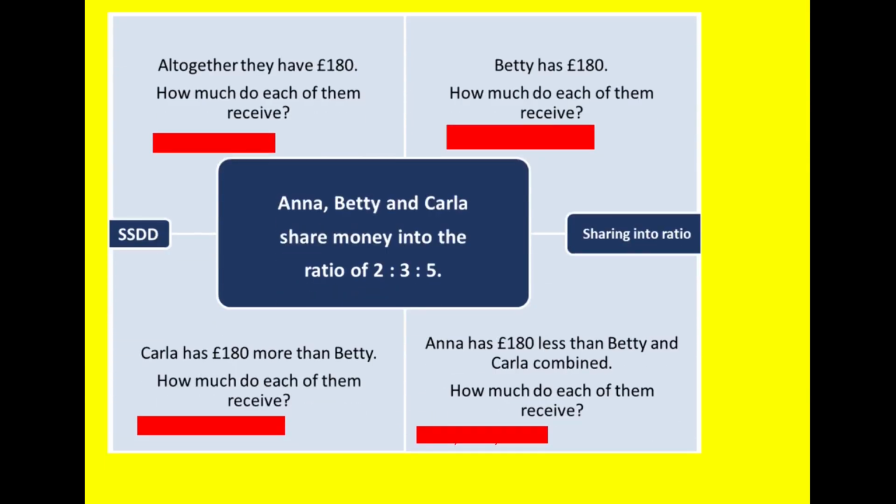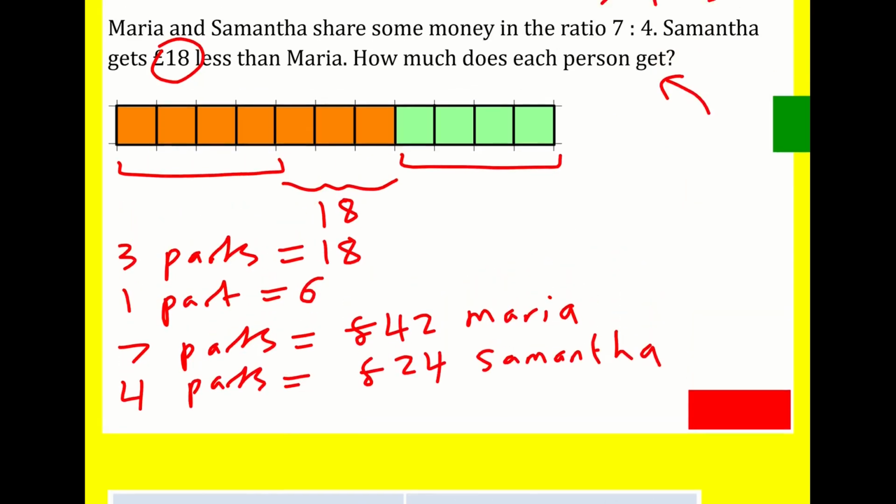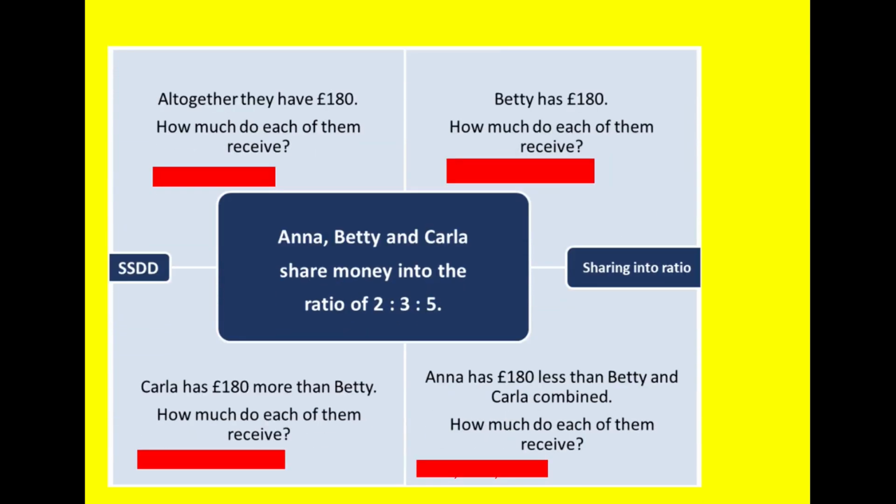So I'd like you to try this question here. We're given Anna, Betty, and Carla share money in the ratio of 2 to 3 to 5, and then we're given 4 separate questions. They're going to have different answers for each, and they're going to cover each of the different cases. So pause the video, try them now. This is particularly the case if you didn't try the questions before. Just show that you've got this understanding. I'm going to go through them one by one so you can check whether you got them correct.